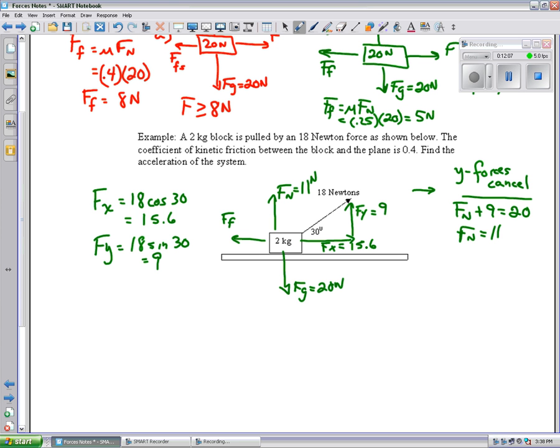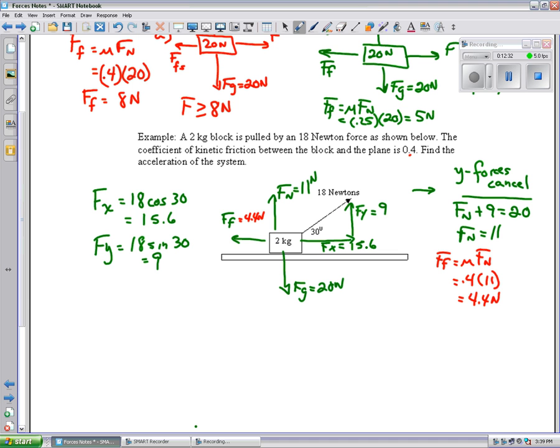All right. Now we can use that to find the Ff. So our next step, we're going to do Ff is mu Fn. Mu is the coefficient of friction, which is 0.4. So that's 0.4 times 11, which is going to give me 4.4 newtons. So I can write that on here too, equals 4.4 newtons.